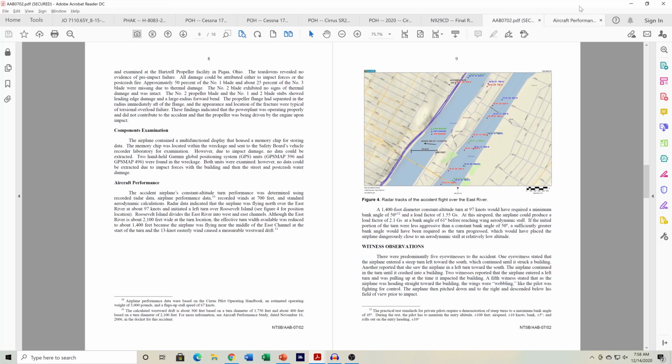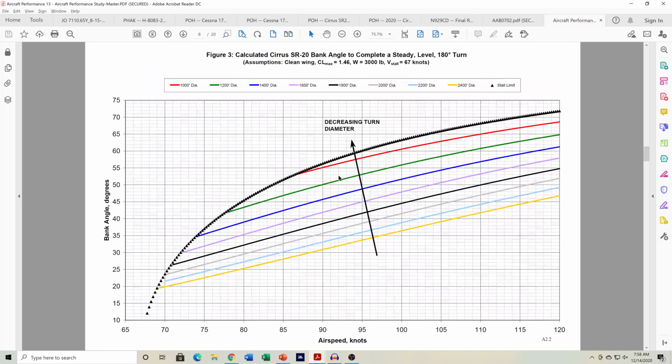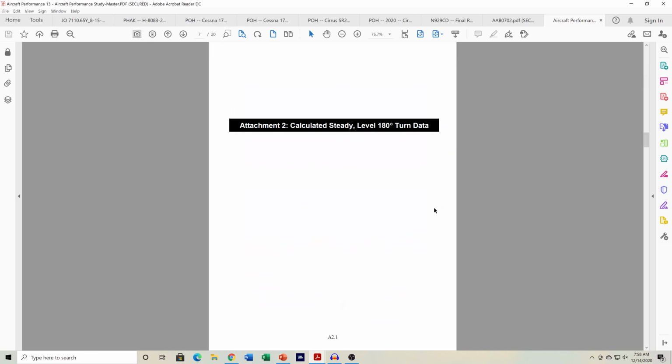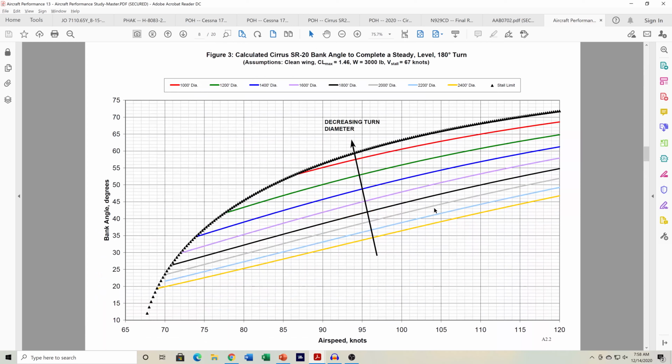And so to do that, I actually want to look at one of the very specific things that they did as part of this. The NTSB, for this accident, commissioned an aircraft performance study. It was performed by a PhD researcher with the Vehicle Performance Division of the National Transportation Safety Board named Kevin, and I hope I'm pronouncing his last name right, Renzi. Okay, but one of the things that was done by Dr. Renzi was a whole series of charts, and I want to focus on this one.